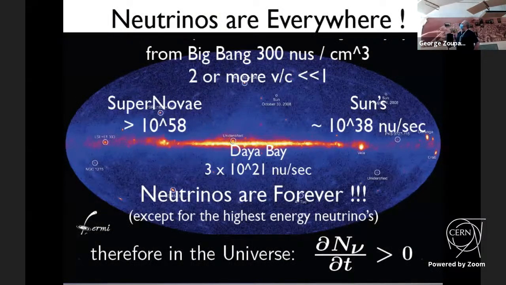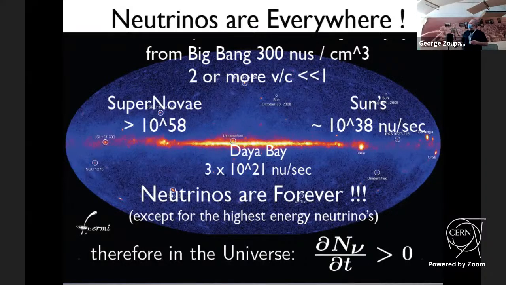To give an idea, in every cubic centimeter in this room or elsewhere in the universe, there are on average 300 neutrinos. Most of them are coming from the Big Bang. And since you now know that neutrinos have mass, you have to realize that neutrinos can have a speed which is non-relativistic. They can be slow. In fact, 2 out of these 300 typically have a speed much less than the speed of light, due to their mass and their very low energies.